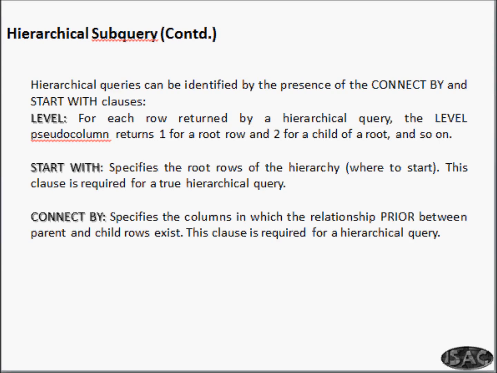For each row returned by a hierarchical query, the level pseudo column returns 1 for the root row and 2 for the child, like that. Start with specifies the root rows of the hierarchy, where you want to start. This clause is required for a true hierarchical query. Connect by specifies the columns in which the relationship between parent and child rows exists. So this clause is required for a hierarchical query.